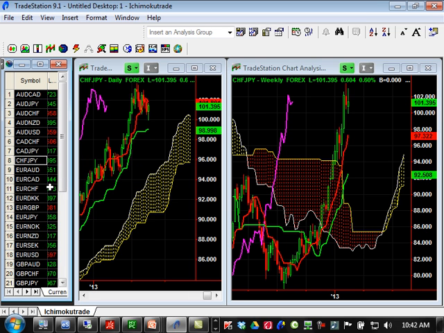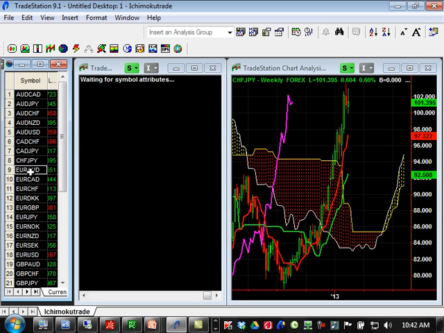Swissy Yen, you notice most of the Yen pairs are still very strong, not even engaged in a major pullback at all. On this one, basically, support is going to be 98.75. Resistance is going to be about 101.80 right now.